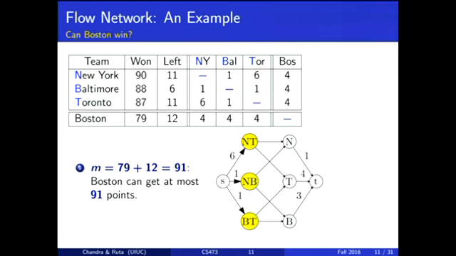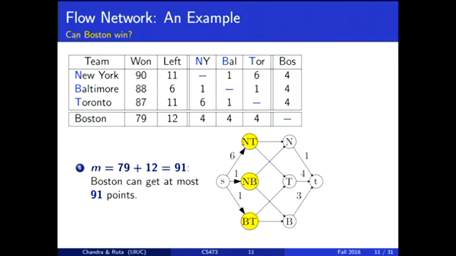So each node gets 2 edges. One from New York-Toronto can be assigned only to Toronto or New York. New York-Baltimore can be assigned only to Baltimore or New York. And what do we want? We want to make sure that New York doesn't get more than one win. If it gets more than one win, it will beat Boston, because we already know how many Boston is going to win. So we put whatever is the maximum that we are allowing New York to win, that is the capacity of New York.